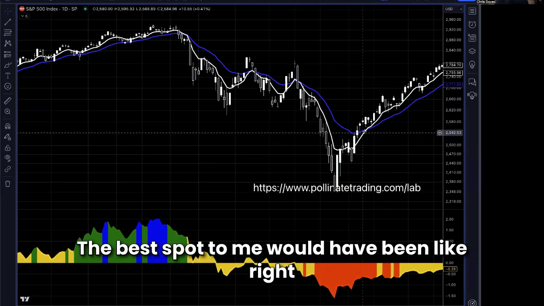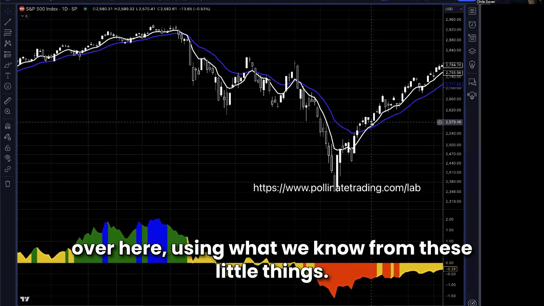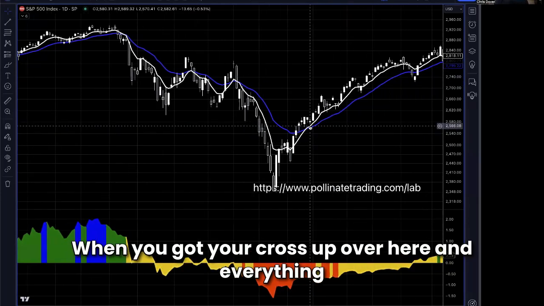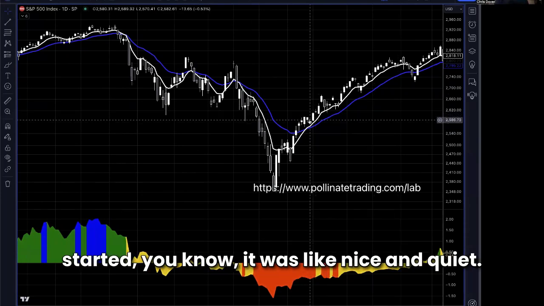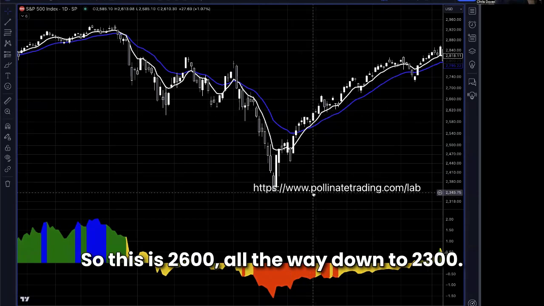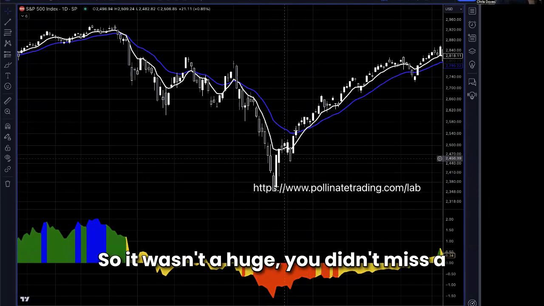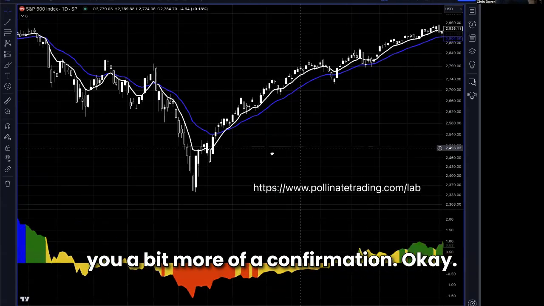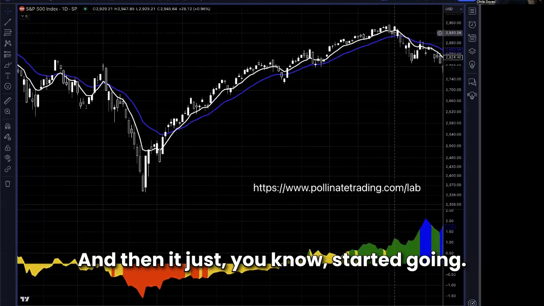The best spot to me would have been right over here, using what we know from these little things. Just right over here, when you got your cross up and everything started, it was nice and quiet. This is in this area, so this is 2,600 all the way down to 2,300. So you didn't miss a whole lot by waiting until it gave you a bit more of a confirmation. Okay. And then it just started going.